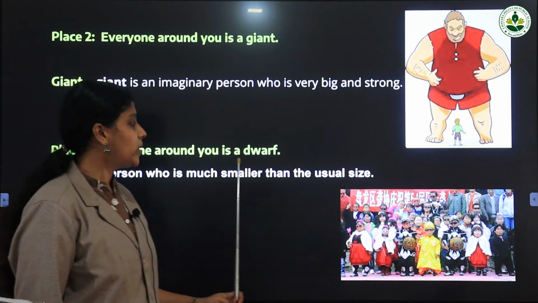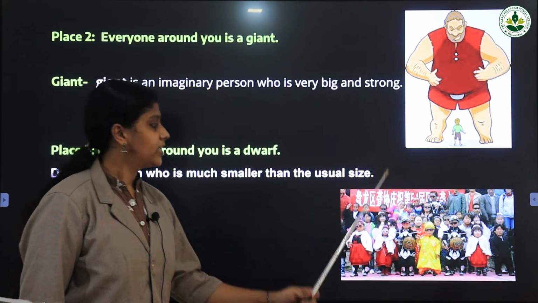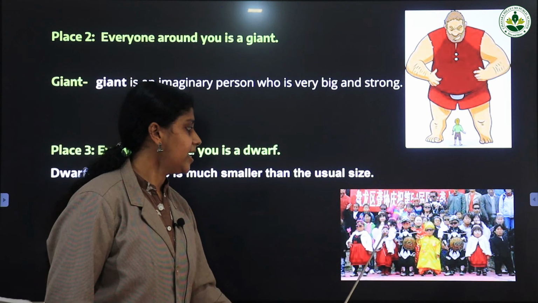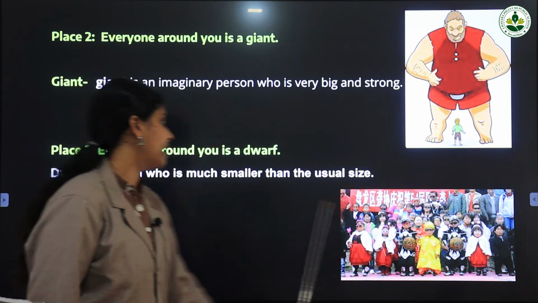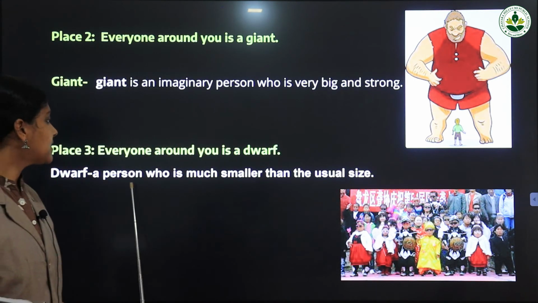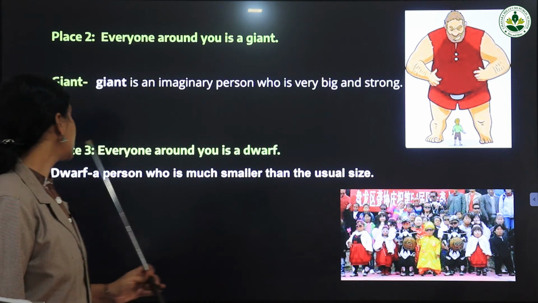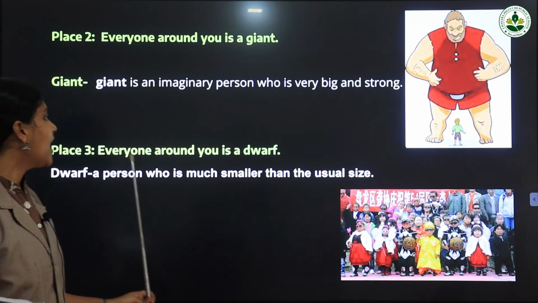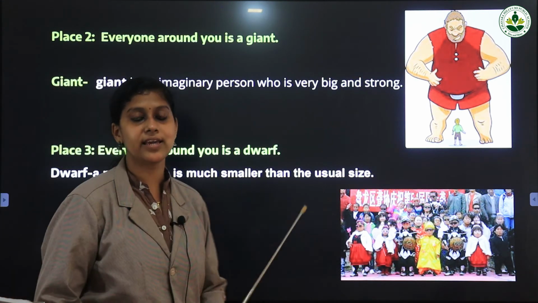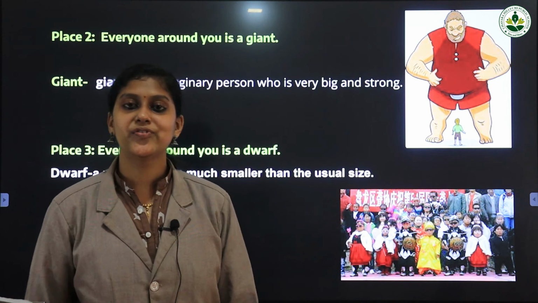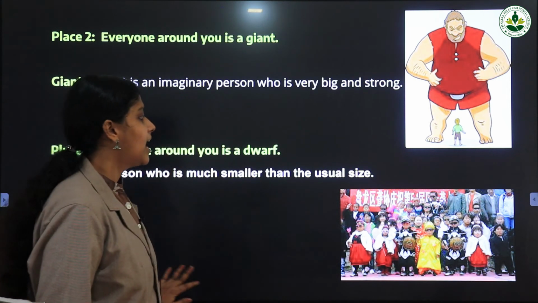Everyone around you is a dwarf. Look at this picture. Here you can see a picture of some small men. Dwarf means a person who is much smaller than the usual size, and the third situation is, everyone around you is a dwarf.